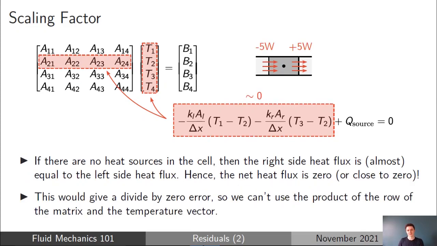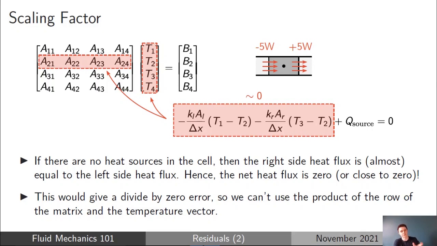Now, if you think about this problem carefully, we don't have any heat sources in the bar. What that means is that when we're very close to convergence, the heat flux out of the left face of the cell is almost going to equal the heat flux out of the right face of the cell. In this example, I've got minus 5 watts coming out of the cell on the left face, and then plus 5 watts coming out of the cell on the right face.